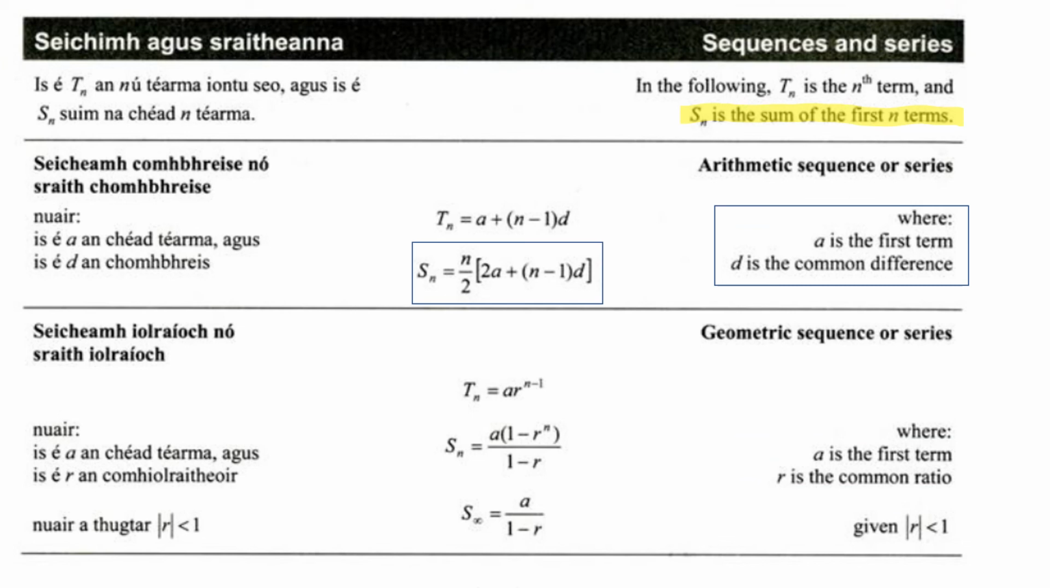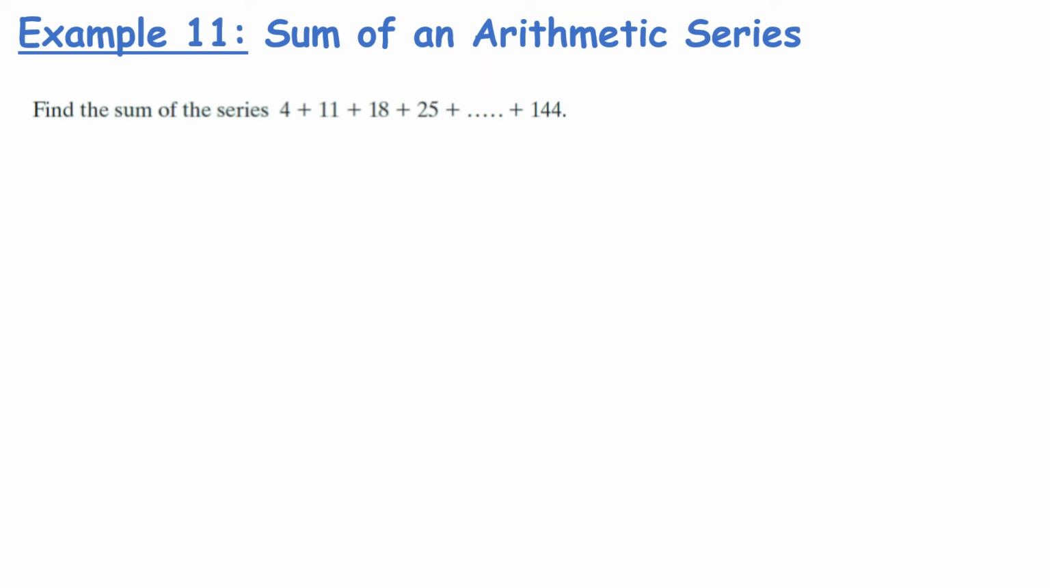Same letters apply as we had already. a is the first term, d is the common difference. So Sn is equal to n over 2 times (2a plus (n minus 1) times d). So here is an example of an arithmetic series. It says find the sum of this series.